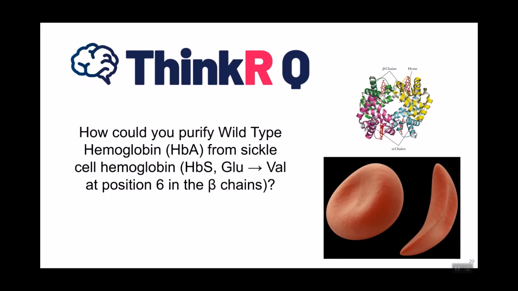Here's something to think about. How could you purify two proteins that only differ at a single amino acid residue? So for instance, the wild-type hemoglobin has a glutamate at position 6 in the beta chain, while sickle cell hemoglobin has a valine. So if you think about the properties of these amino acids, which technique would be best in order to separate one protein from the other?